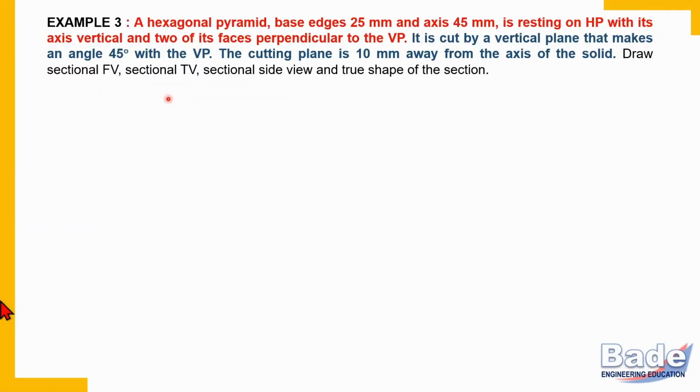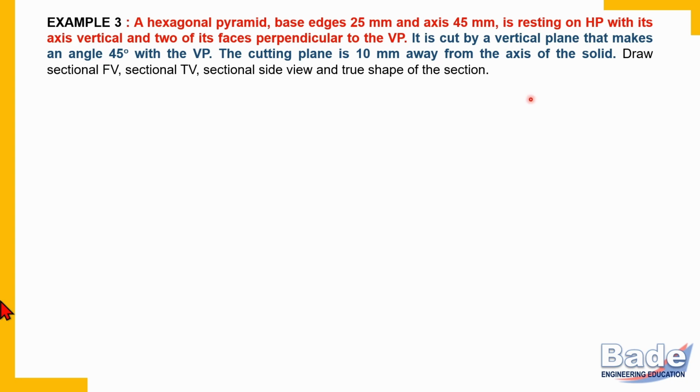Now let's read this problem. A hexagonal pyramid, base edge is 25 mm and axis 45 mm, is resting on HP with its axis vertical and two of its faces perpendicular to the VP. So this information in red color is information about shape of the object and size of the solid. It is cut by a vertical plane that makes angle 45 degrees with the VP. The cutting plane is 10 mm away from the axis of the solid. Draw sectional front view, sectional top view, sectional side view and true shape of the section.